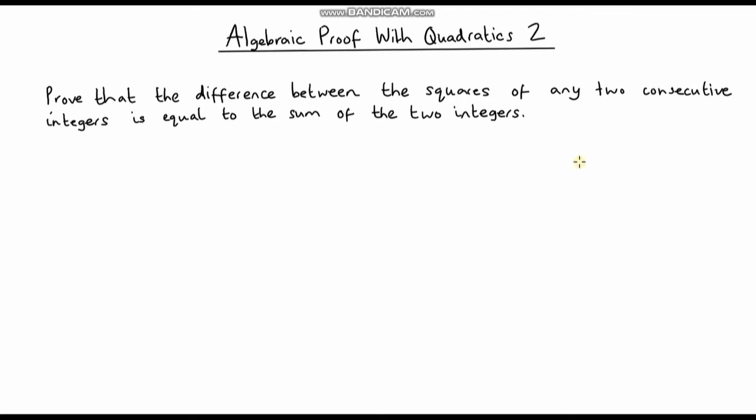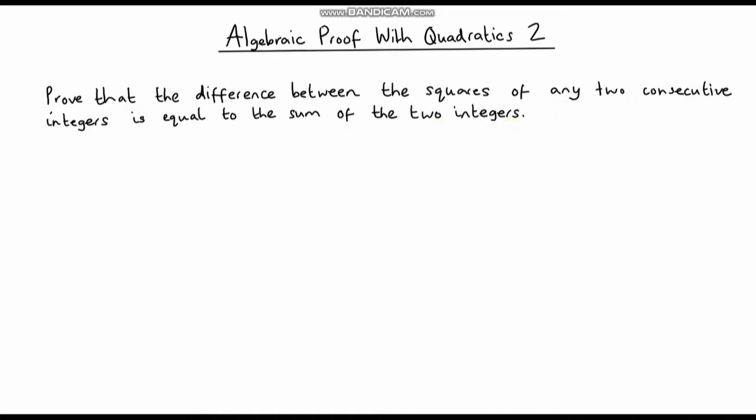Hello and welcome to another video on algebraic proof with quadratics, and this is going to be the last video in this series on algebraic proof. So this statement here says: prove that the difference between the squares of any two consecutive integers is equal to the sum of the two integers.